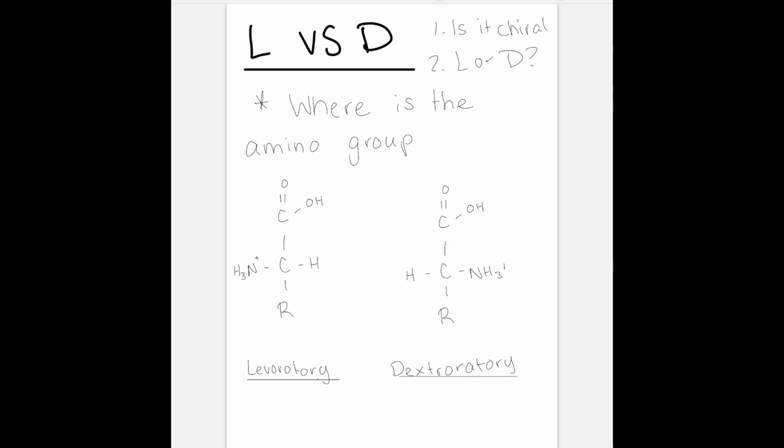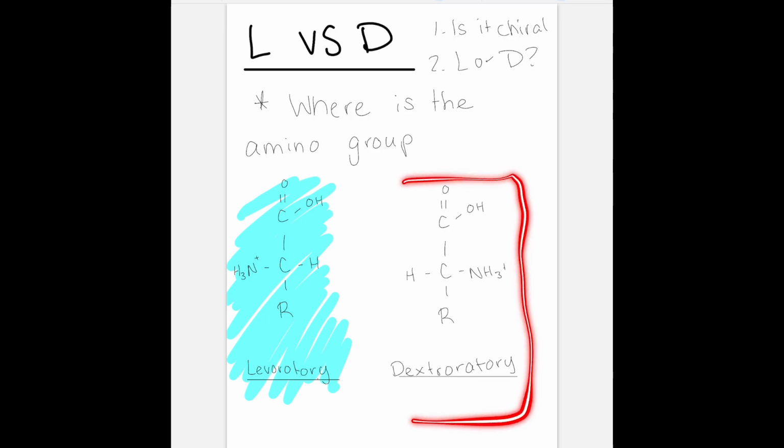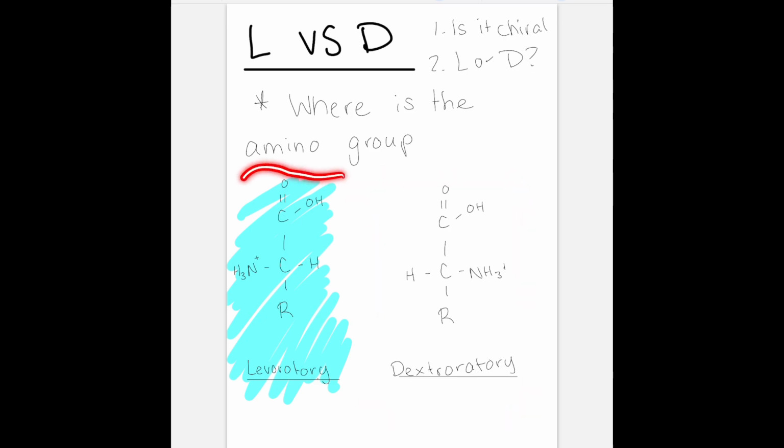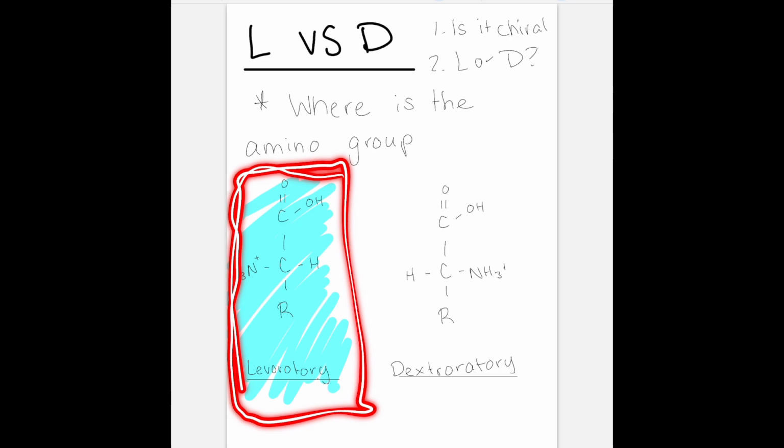And then it's as simple as, where is the amino group? Is the amino group on the left, or is the amino group on the right? If the amino group is on the left, it's laboratory. If it is on the right, it's dexteratory. The L form is the most important form because this is what we find naturally in our bodies. That doesn't mean that the D form doesn't exist. However, when we study amino acids, this is the one that we care about.